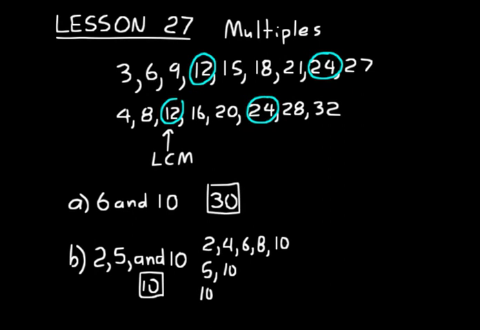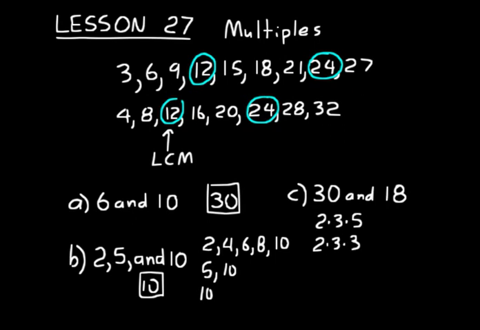Now let's get a little more challenging. How about 30 and 18? There's a little trick that you can do using prime factorization to figure out the least common multiple of larger numbers like that. What you do is you find the prime factors for each number first. So 30, that's 6 times 5, or 2 times 3 times 5. 18, that's 9 times 2, or 2 times 3 times 3.